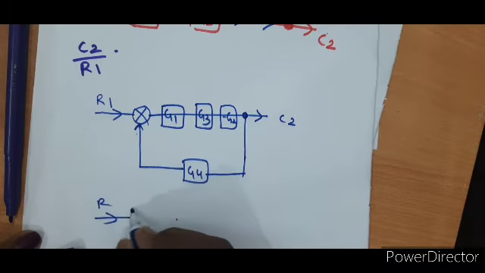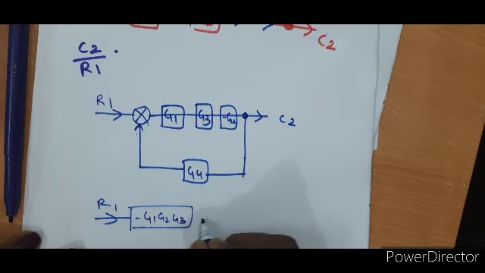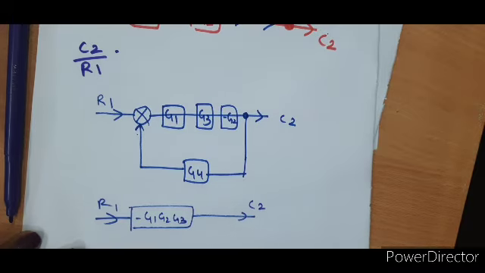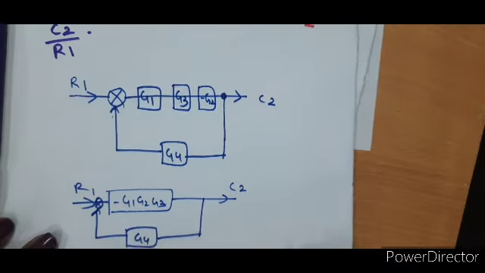Okay, when the blocks are in the forward path, what should I do? They get multiplied. G1, G2, G3 is now obtained in a straight line. Next, at the summing point, I have a block of G4. So now this will be my feedback loop H.